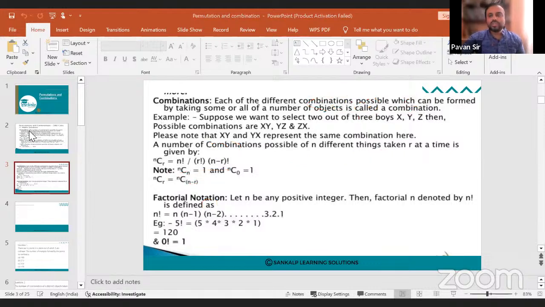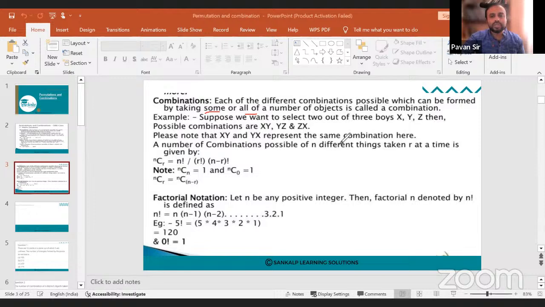Next one is combination. Permutation is over now. Let's try to understand the combination. The different combinations which can be formed by taking some or all of a number of objects are called combinations. In a permutation, we count how many ways we can arrange. But in a combination, what is decided is in what way we are combining the objects.